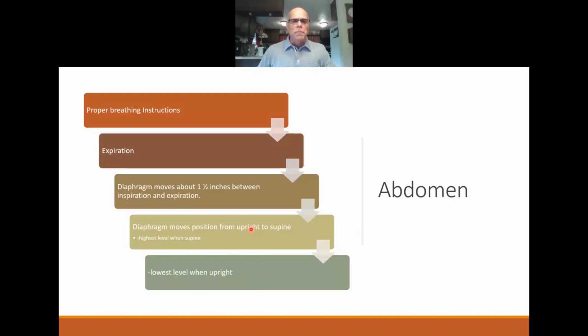When you're upright, I'm sorry, we're saying this backwards. I apologize. The diaphragm moves position from upright to supine. The highest level is when you're supine. So when you're supine and you blow out all your air, the diaphragm's actually going up, which I did say, and it helps to get everything to spread out. And then the lowest level is when it's upright, because everything is going to fall naturally with gravity. So even if you were to take in a deep breath and blow it out, all the organs are not going to pull up because you're going against the force of gravity.